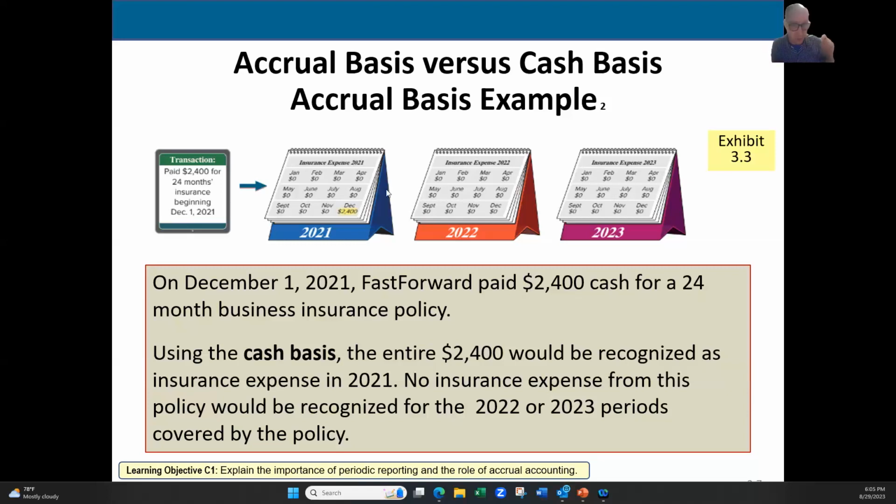Now you might ask, Dr. B, which one is best? Which one should I use for my company? And my response would be, that depends on what type of business that you're in.